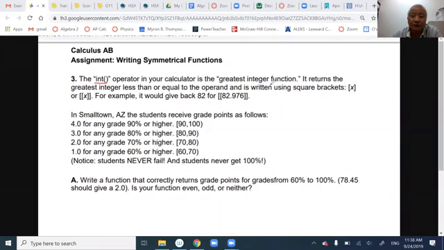the greatest integer function. Okay, it returns the greatest integer less than or equal to the operand, and it's written using this box of brackets like this or this. This part, they're just trying to show you how to use the calculator to find it out.